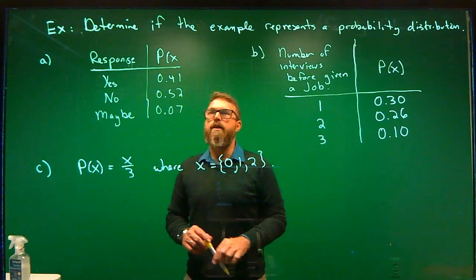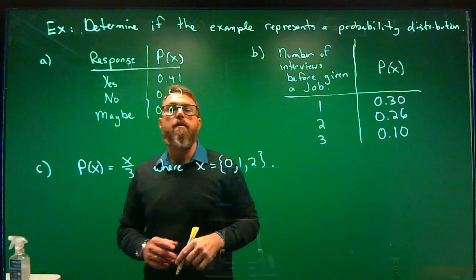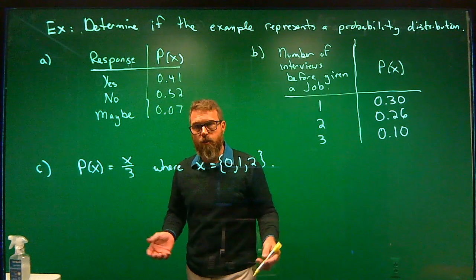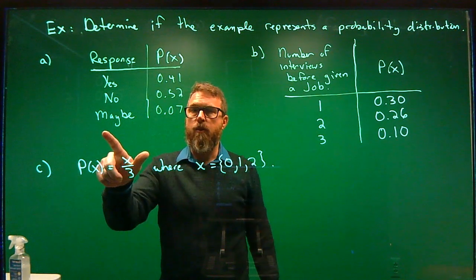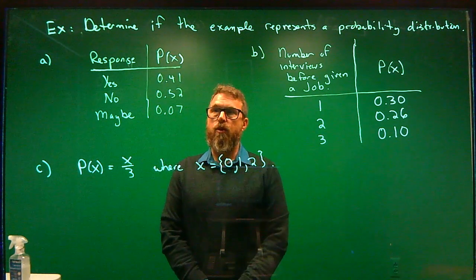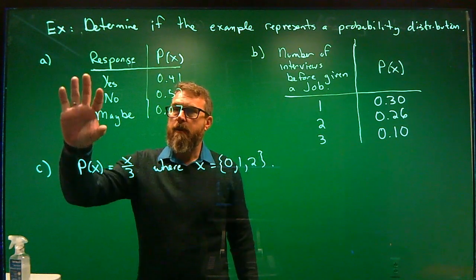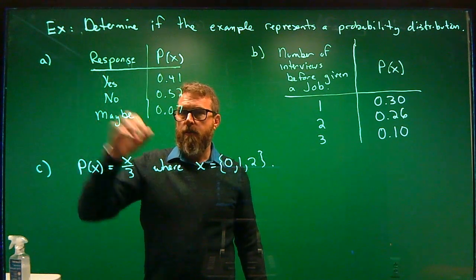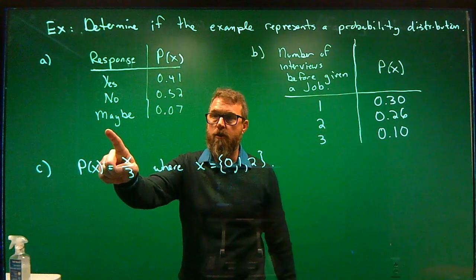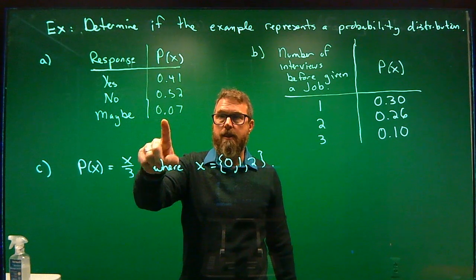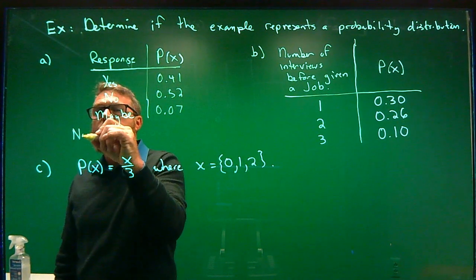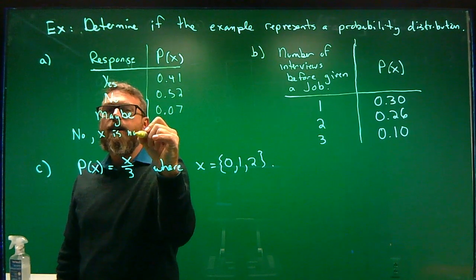All right, so here are three examples, and I want to determine which, if any, of these are probability distributions. So we're going to fly through the requirements. Looking at the first one, we have to verify: is x numerical and associated with probabilities? Well, the problem here is x is not numerical. Yes, no, and maybe are not numbers. They are associated with probabilities, and the sum of the probabilities does equal 1. But first, this is no, x is not numerical.